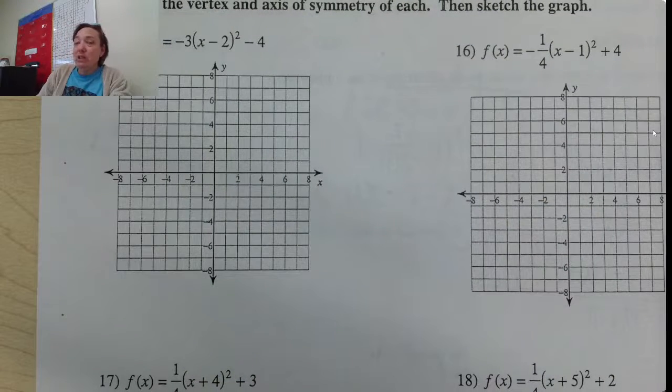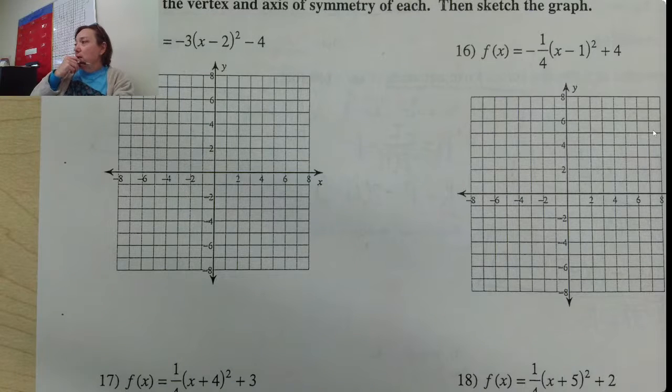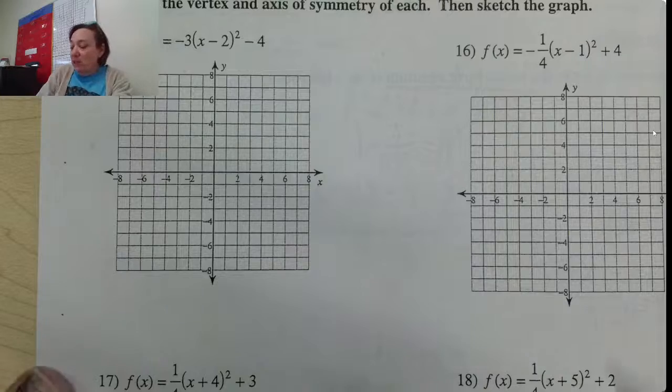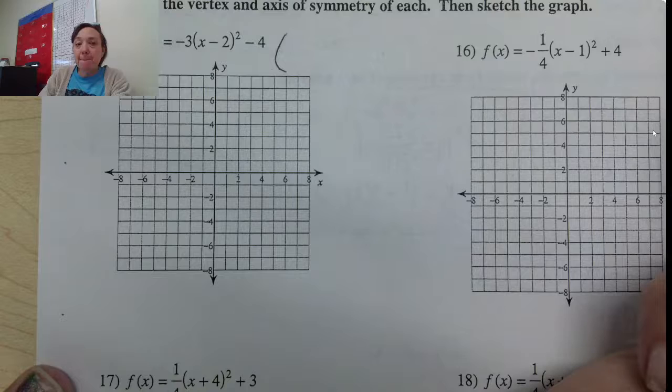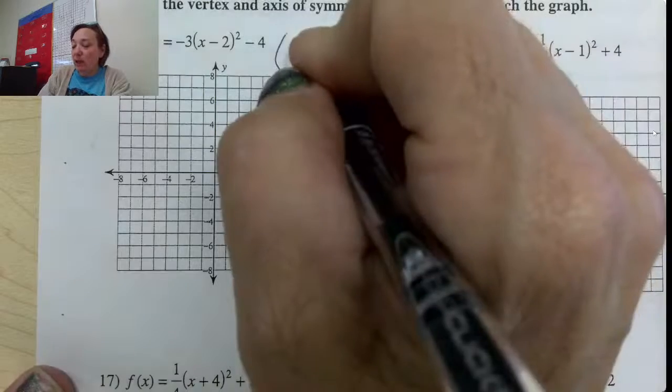If you look at vertex form, it tells you the vertex, which is one point on your graph. But that's not all it tells you. It also tells you the axis of symmetry. And it tells you if the graph opens up or down, right? So what is our vertex in this equation right here on 15? It is 2 and negative 4.